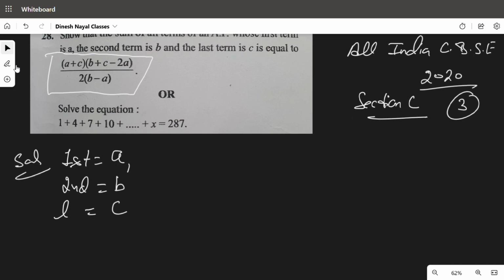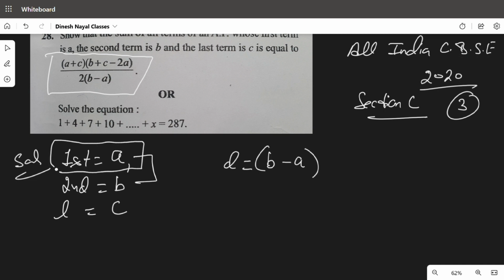So let's start with our question. First term is a, second term is b, last term is c. We can see we have been given the first and second term, so we can find the common difference. The common difference will be just b minus a, and the first term is a only. First term is a, common difference is b minus a.